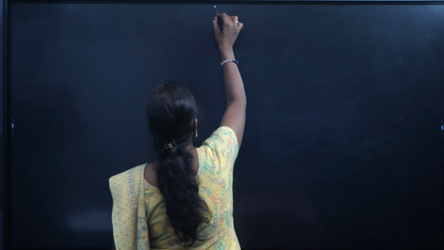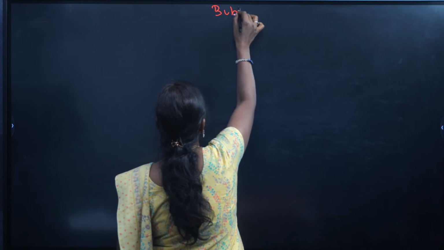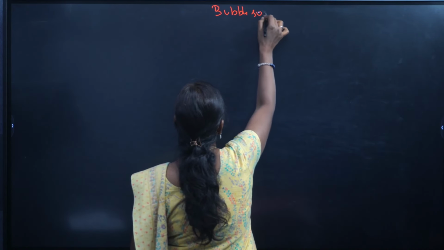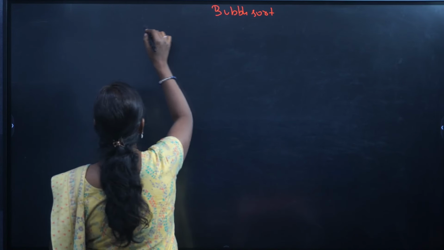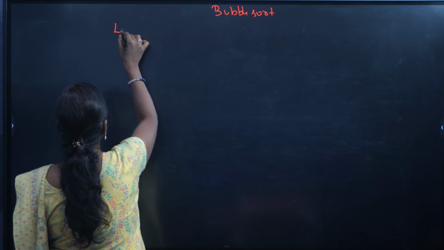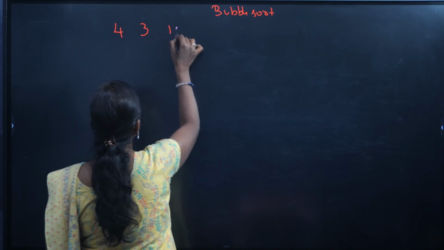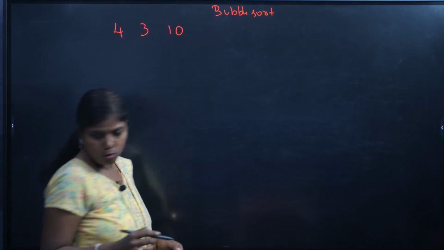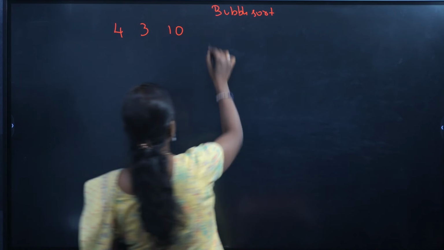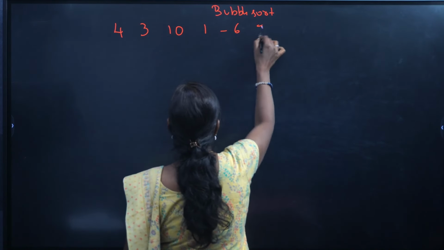So I'm going to teach you bubble sort, and we'll take an example also. What's the list I have? 4, 3, 10, 1, minus 6 and 2. I'm going to take these numbers.